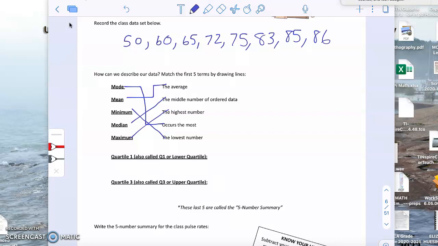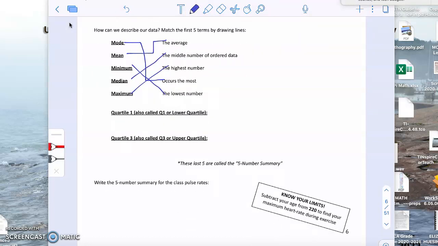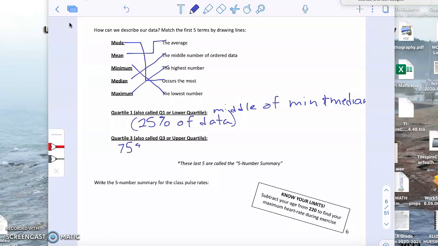So quartile 1. Quartile 1, think of it like a quarter. It is the middle of the minimum and the median. And like a quarter, it's 25% of the data is less than that. Upper quartile, think 3/4. So that's 75% of the data. And that is in the middle of the top half, so of the median and the max.